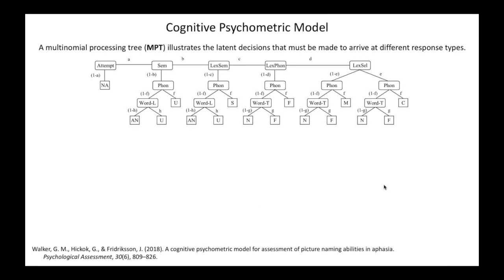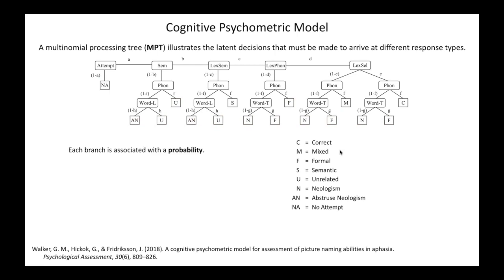Okay, so the multinomial tree model that Greg and I and Julius came up with and published in 2018 for picture naming is illustrated here. And it shows what the latent decisions are that we have to make to arrive at each of the different naming response types. So there's correct down here at the end. The responses are represented as these square leaf nodes at the end. So correct responses there, mixed responses here, formal responses are here, semantic errors, unrelated errors, neologism errors, abstruse neologism errors, no attempt. Okay, so this shows the paths that you have to take to get to these errors.